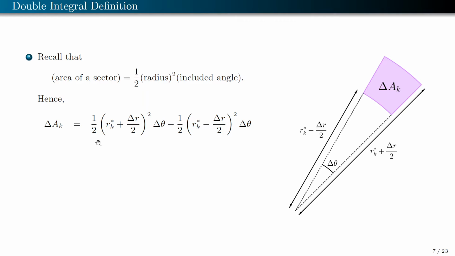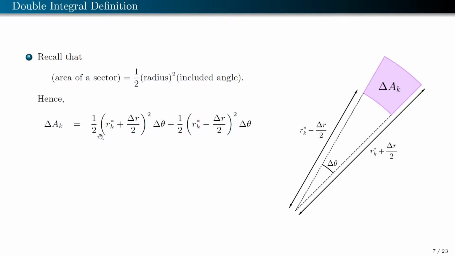So take note, yung outer sector natin has radius r_k star plus delta r over 2. So magiging ganito yung area. Tapos isusubtract natin itong part na to para matira yung r sub k natin. Yung radius nitong smaller sector ay r_k star minus delta r over 2. So, therefore, yung difference ng dalawang to, yun yung delta A sub k. Ayan, so this is an expression for delta A sub k.